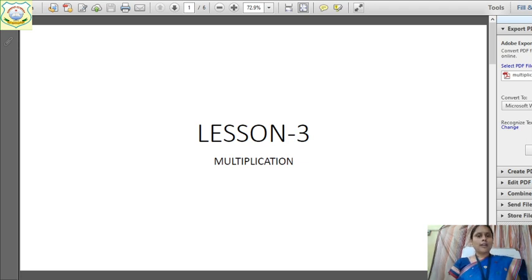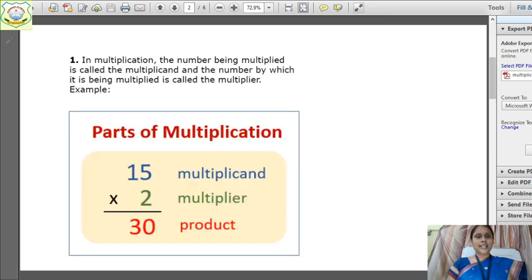I know you all have studied multiplication before, but this time we are going to teach you further topics in multiplication. So let's start our lesson today. Okay? Children, our lesson 3 is multiplication. This I have already told to you. Okay, now we'll see our next page. First thing that we are going to study in multiplication is the parts of multiplication.